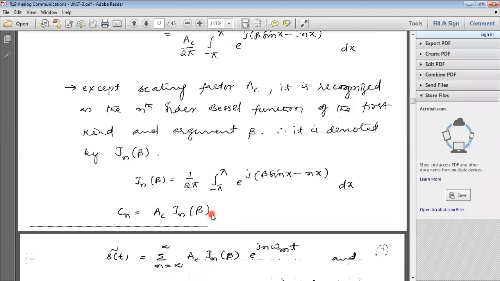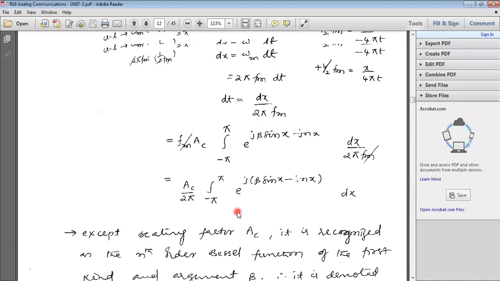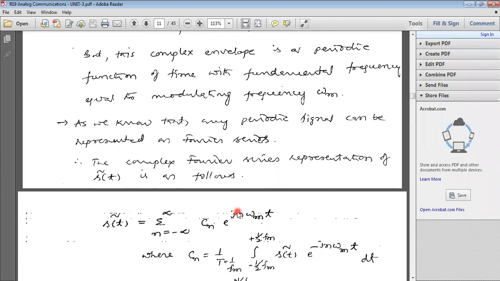Now take this as equation number 5. But what is the complex signal? It is the complex envelope of S of t. For this you have one equation number. Here we have only the Cn value. We calculate the Cn value, and that Cn value is substituted in the complex envelope of S of t. Therefore, I think this is equation number 2.